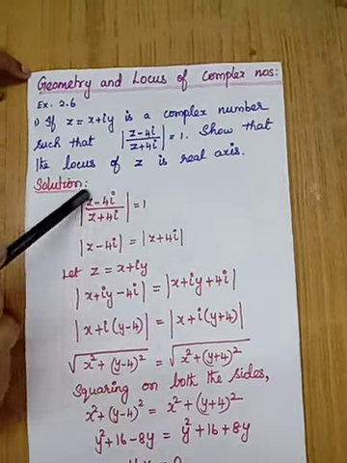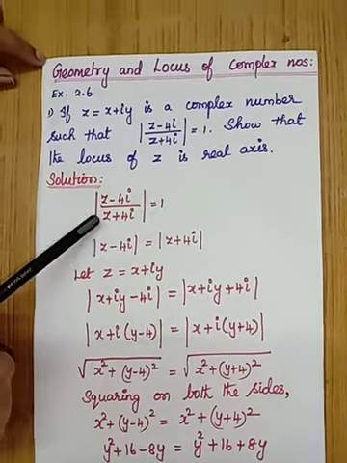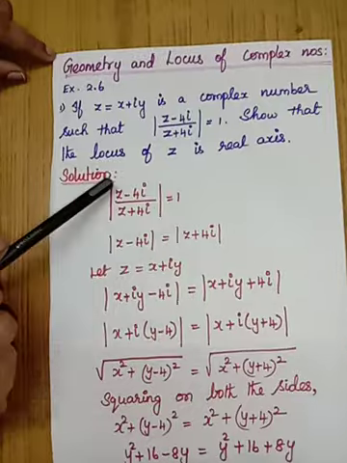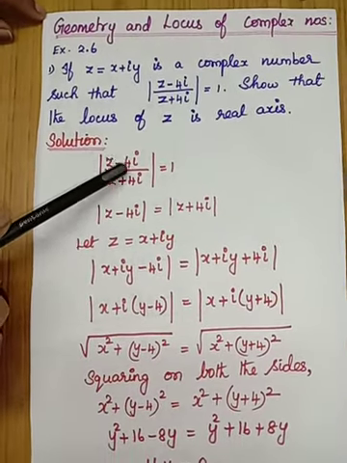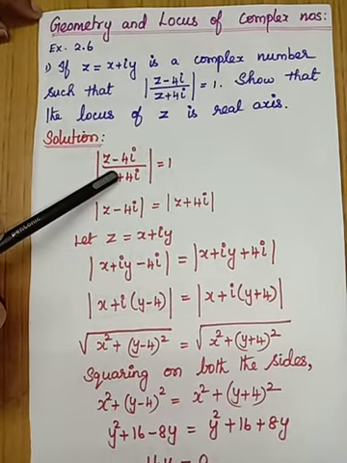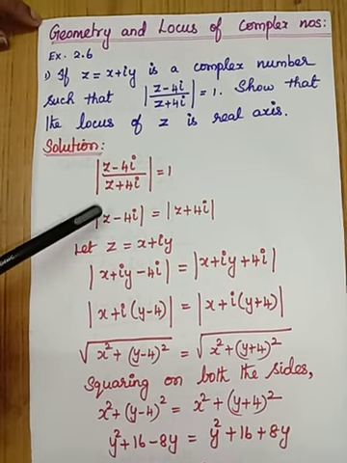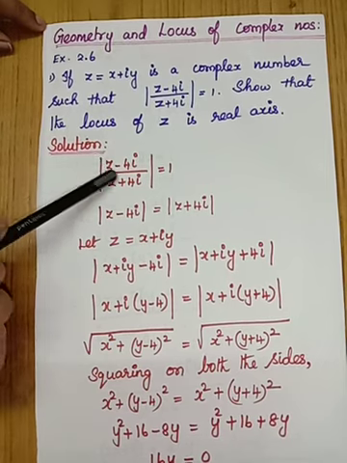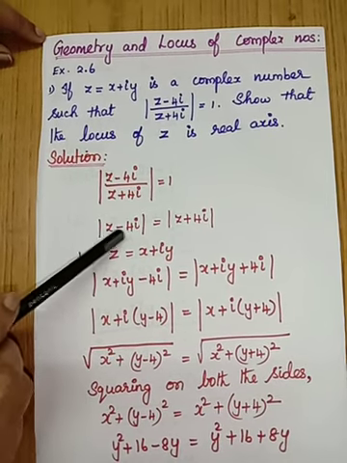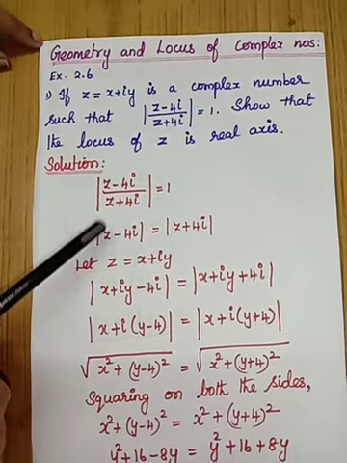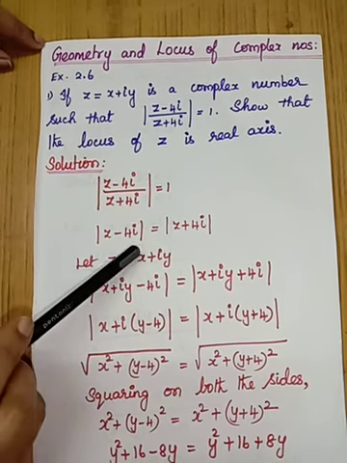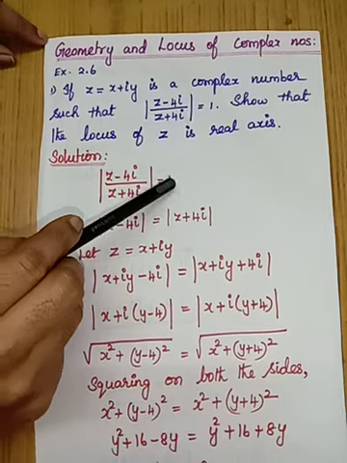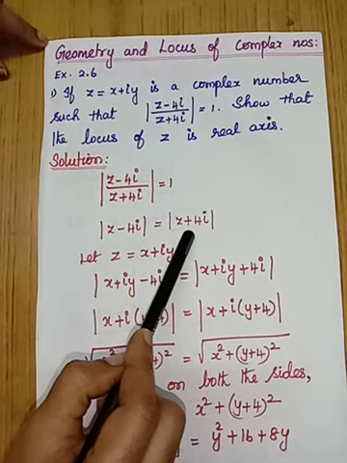Okay, I'll consider the term that is given, which is equal to 1. Modulus of z1 by z2 can be written as modulus of z1 by modulus of z2. So it will be modulus of z minus 4i divided by modulus of z plus 4i. The modulus of z plus 4i in the denominator, multiplied by 1, will come to the right hand side.